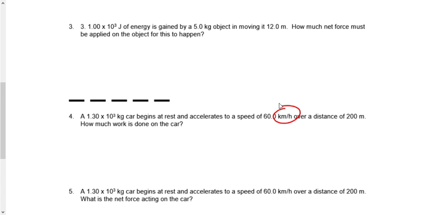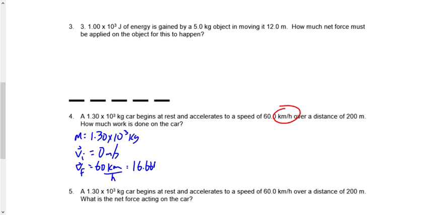Well, let's convert this speed to meters per second first, and let's write down the rest of our givens as well. We know that the mass is 1.30 times 10 to the 3 kilograms. VI starts at rest, so VI would be 0 meters per second. VF is 60 kilometers per hour, but we're going to convert that to meters per second. I don't have the value for that. What is that in meters per second? 16.6 repeating. Thank you. And what else we got here? The distance or displacement of 200 meters. And we want to find the amount of work done here.